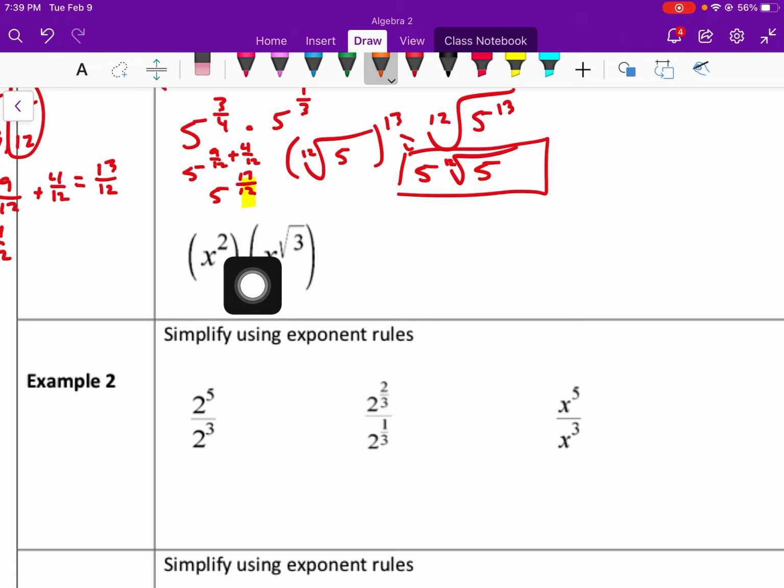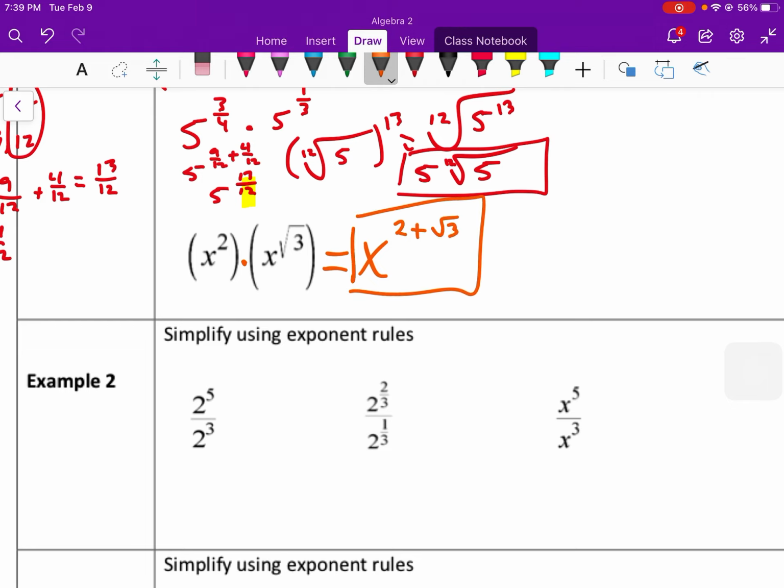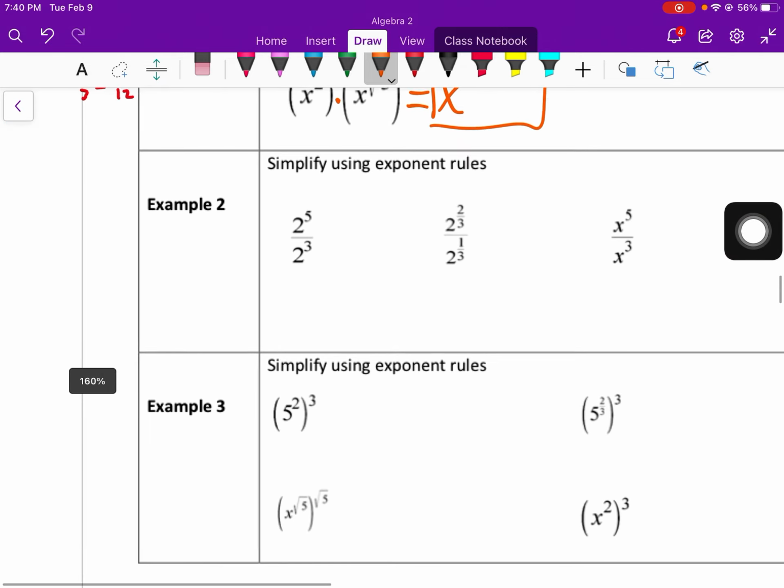Now in this case, we have the same base, but we have the product between the two. And this is a little more review again. Since we have the product, it's going to be adding the exponents. So 2 plus radical 3. This will be simplified since we have an irrational and an integer here. So this will be in simplest form.